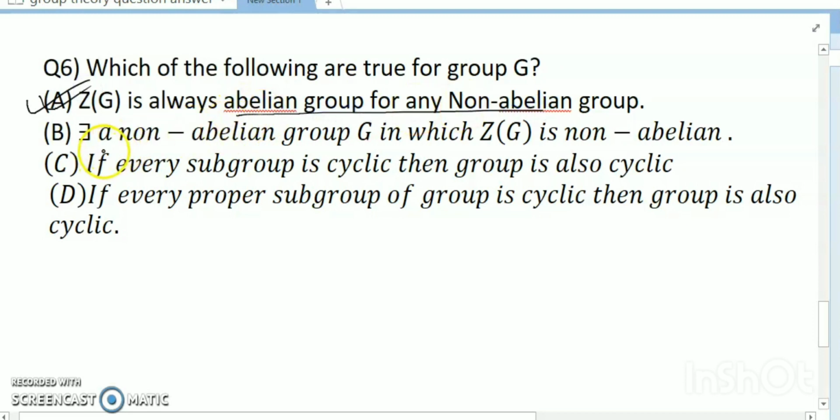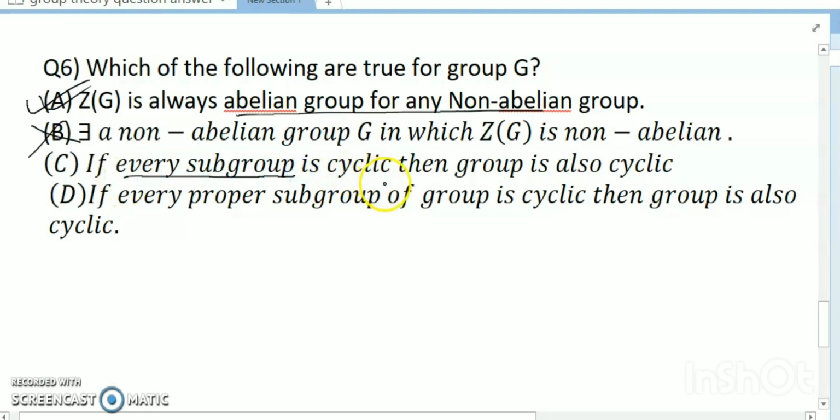This is correct. There exists a non-abelian group G in which Z(G) is non-abelian. This is wrong, this is the center of a group. Please check my video on the center of a group. If you don't know the theory, you can find normalizer and centralizer in my channel. I have already discussed the theory. So it is correct.